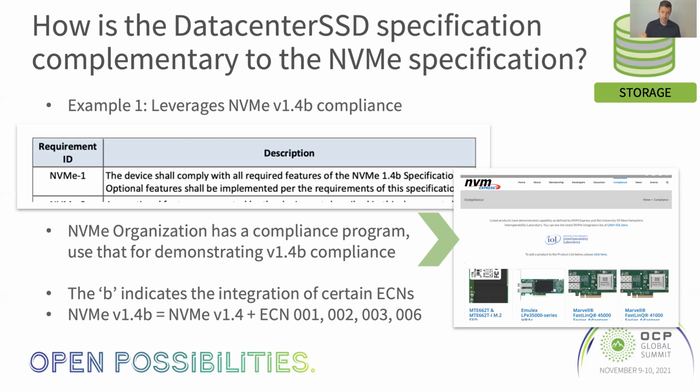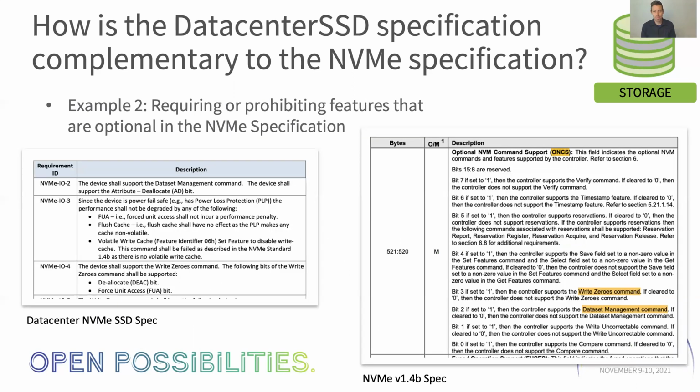So when you see that b, you should know that it's saying this is the NVMe 1.4 spec plus some ECNs, or some errata. And in the case of NVMe 1.4b, the errata that have been integrated are 1, 2, 3, and 6. Again, you can go look on the NVM Express website and see exactly what those ECNs are. So again, the folks that created the data center SSD specification are telling us, yes, we want to see NVMe 1.4 compliance. We also want to see implementation of these particular errata. So that's something to pay attention to before you even get to page 2 of the data center SSD spec.